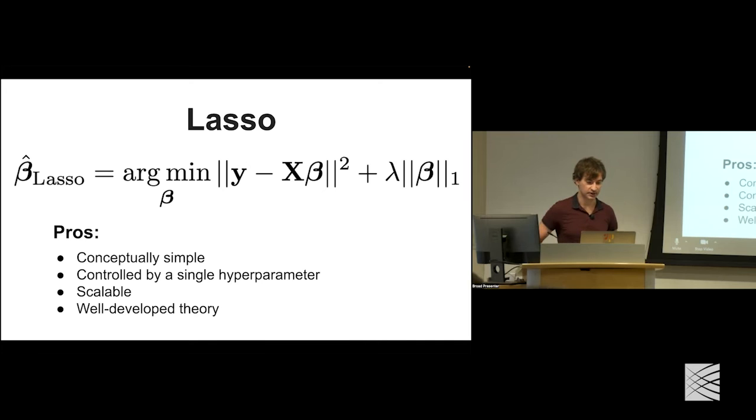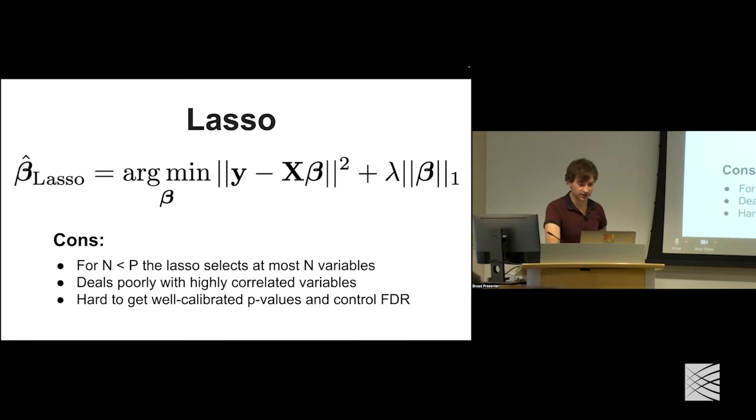And so this lasso has a few nice features. It's conceptually simple. It's controlled by a simple hyperparameter, in this case lambda. It's relatively scalable, and it has a well-developed theory. So a lot of people use it for these reasons. It also has some less desirable features. So one bizarre feature is that for n less than p, the lasso selects at most n variables, which maybe in practical terms doesn't mean a whole lot, because if n is a few hundred, you probably don't want it to choose more than a few hundred variables anyway, but it kind of hints to the fact that there's maybe some weirdness going on here.